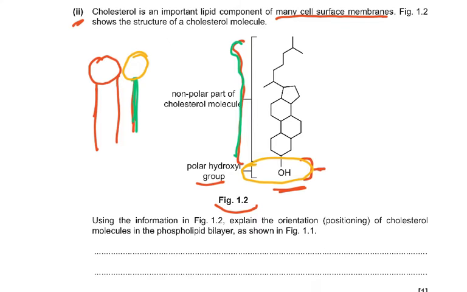So the hydroxyl or the polar group interacts with the phosphate heads, and the non-polar part will be in the region of the fatty acid tails. The non-polar part would be in the fatty acid tail. So this is the non-polar part. I used a green marker, so let me use the green. So this would be the non-polar part in between the fatty acid tails, which gives the non-polar part of the cell membrane.